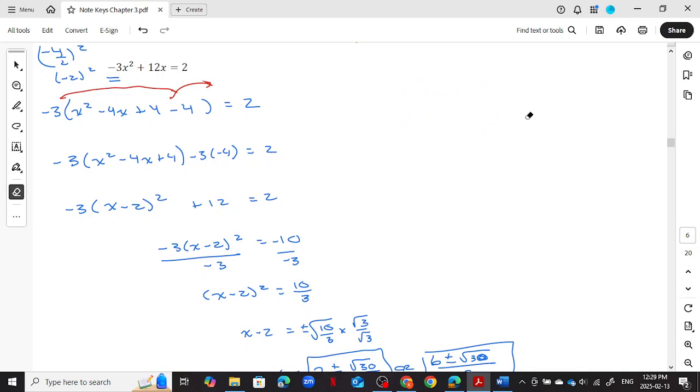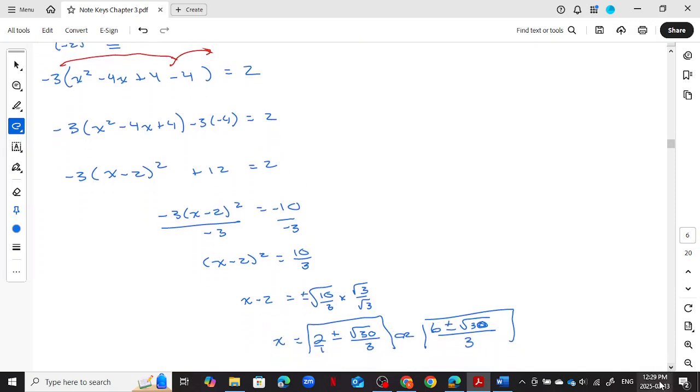I won't put it on a test. But if you're up for a challenge or looking for a challenge in this course, feel free to do that one by completing the square as well.